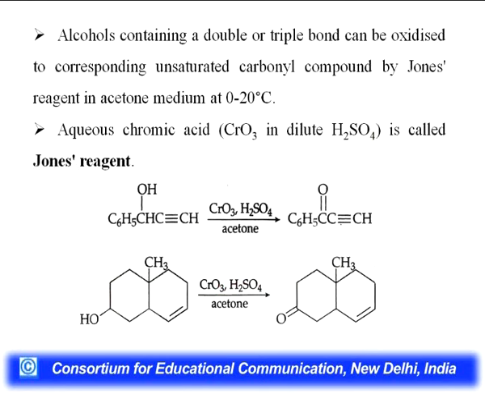Alcohols containing a double or triple bond can be oxidized to the corresponding unsaturated carbonyl compound by Jones reagent in acetone medium at 0 to 20 degrees Celsius. What is Jones reagent? It is aqueous chromic acid in dilute H2SO4. These are the examples. You can see how the alcohol can be converted to a carboxyl group or to a ketonic group or aldehydic group.